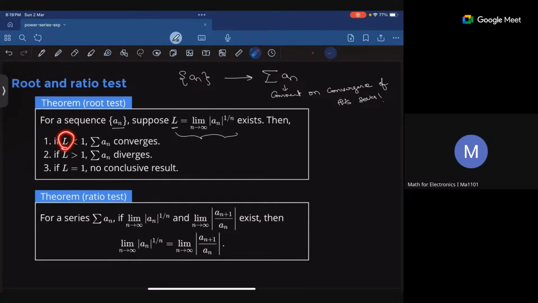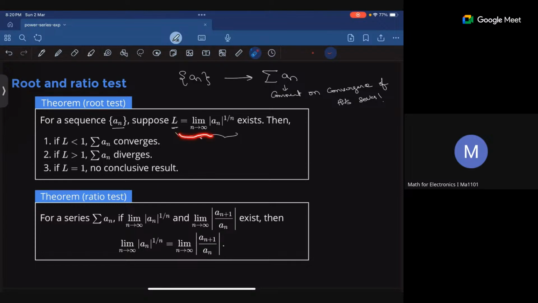If your capital L is less than 1, then your series will converge. If your capital L is greater than 1, then your series will diverge. If your capital L is equal to 1, then we are unlucky. We can't say whether the series will converge or diverge. We will say that the root test failed, or in other words, that no conclusive result can be obtained. So that is the root test.